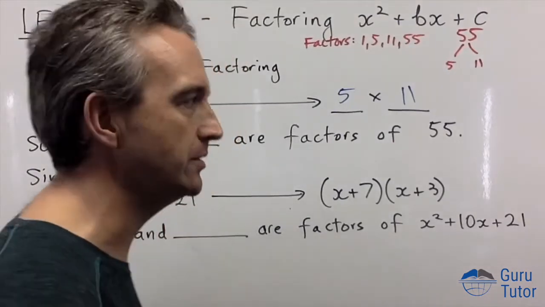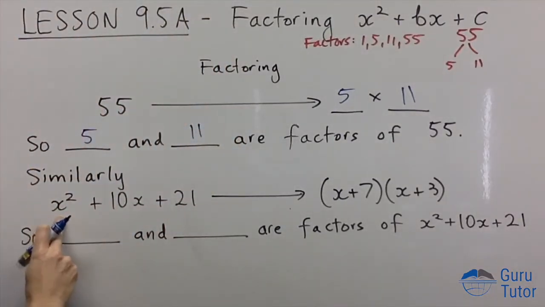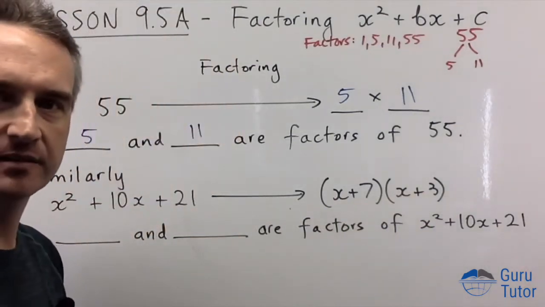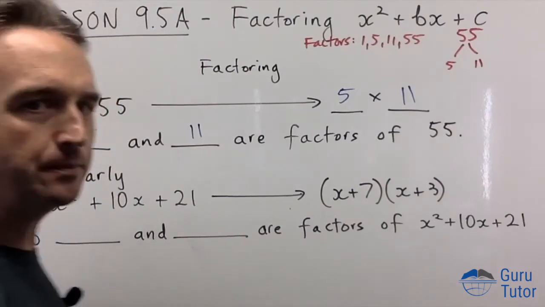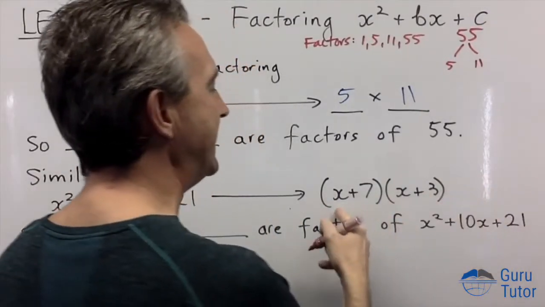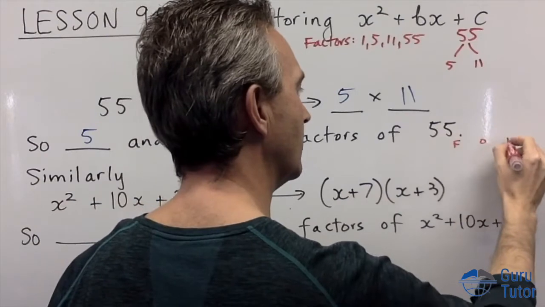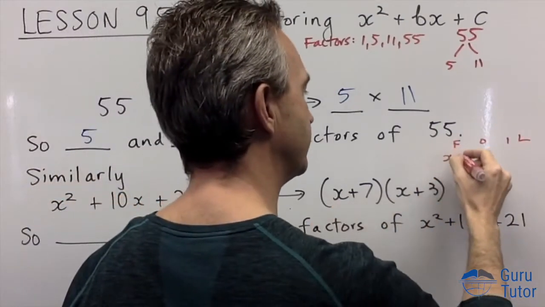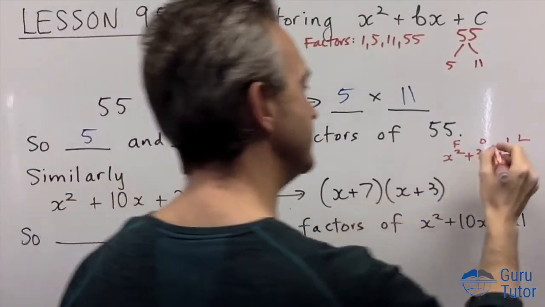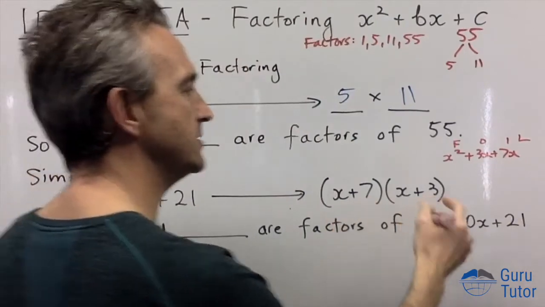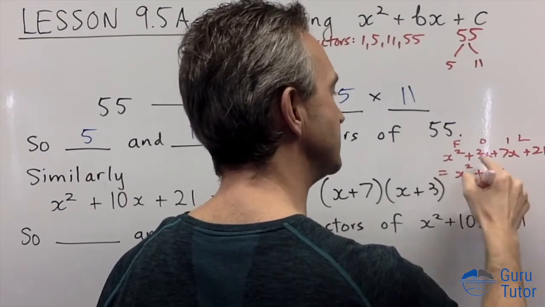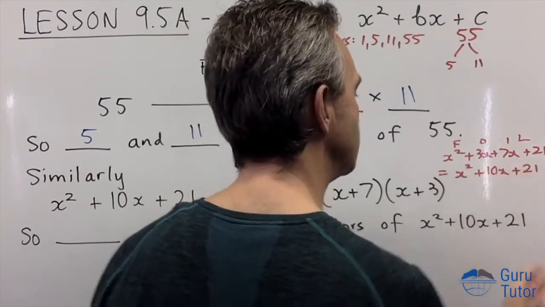In the algebraic world, we can also do this. x squared plus 10x plus 21 can also be written like that. It factors to that. Really? Do you believe me? If you didn't believe me, what could you do? We could do FOIL on this and see if it actually equals this. Let's try it. FOIL. First times first, x squared. Outer, x times 3, 3x. Inner, 7 times x, 7x. Last, 7 times 3 is 21. Collect the like terms, we get x squared plus 10x, 3x plus 7x is 10x, plus 21.